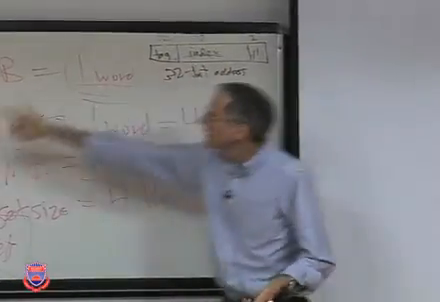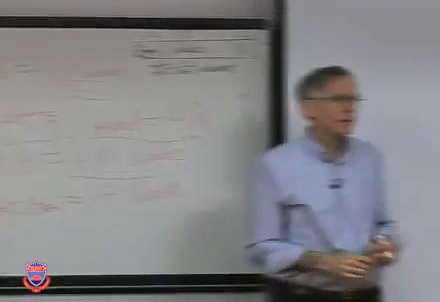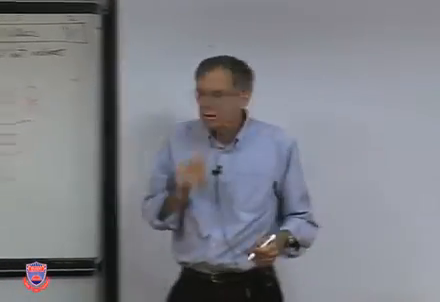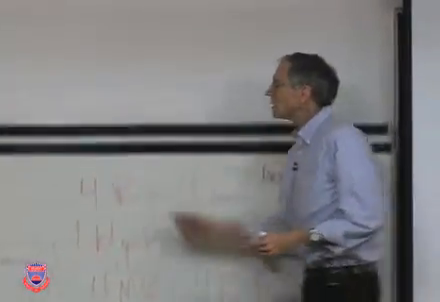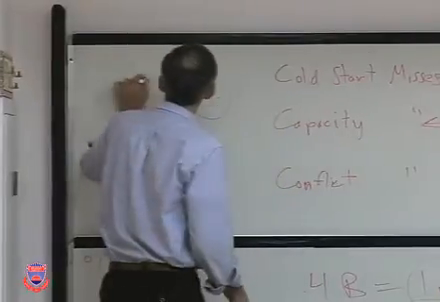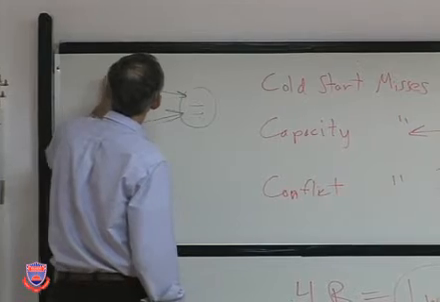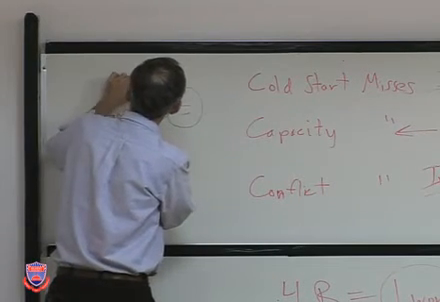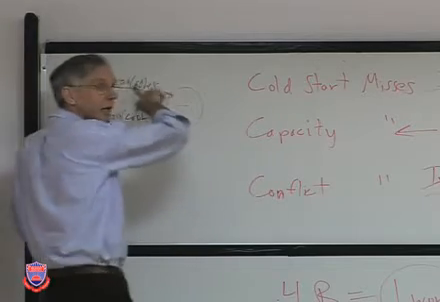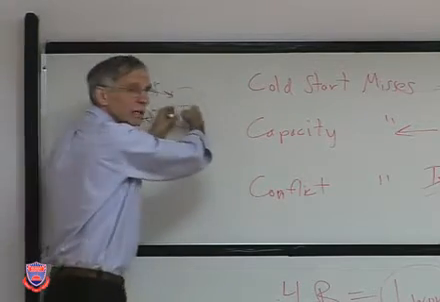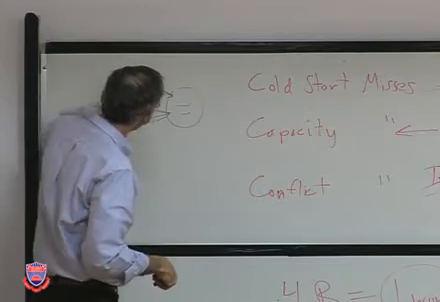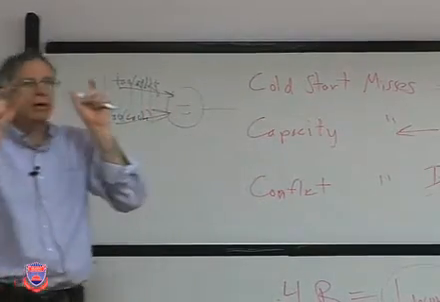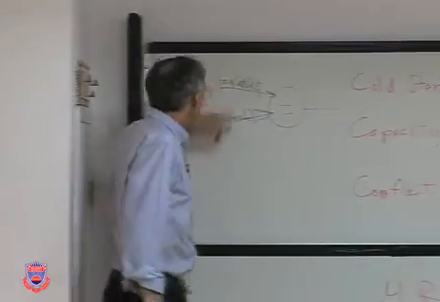How am I going to even know if this tag equals that tag? How will I do that? Yeah, use a comparator. Use a little equals box and send in two things: the tag from the cache and the tag from the address, and have a very fast two-level digital circuit that says, is every single bit equal, yes or no? Simple.